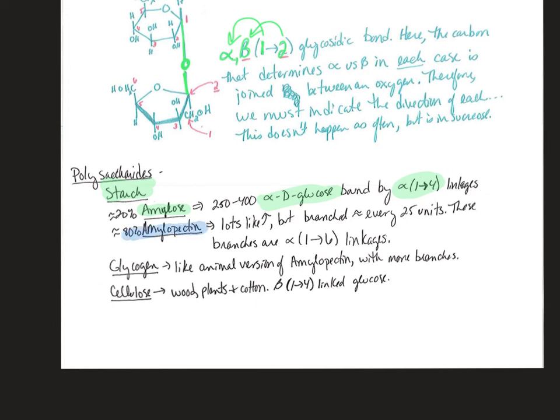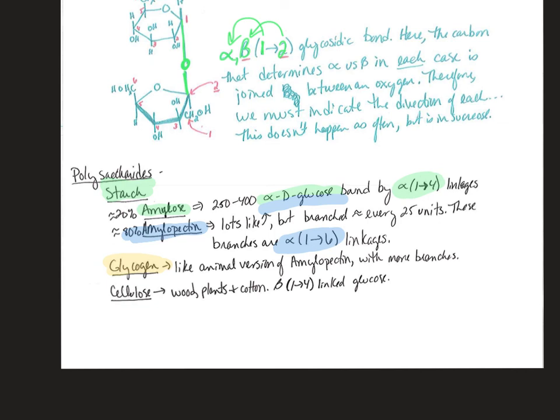Amylopectin, which is 80% of starch, looks a lot like amylose, but about every 25 units or so, it's branched by alpha 1,6 linkages. In other words, it also is comprised of alpha D glucose, but every 25 units or so, it's got these little things that come off. So it's got these little spirals coming off, and it makes it sort of sticky. Next, we have glycogen, which is like the animal version of amylopectin, but it's got even more branches. I think it has those branches coming out maybe every 10 units or so.